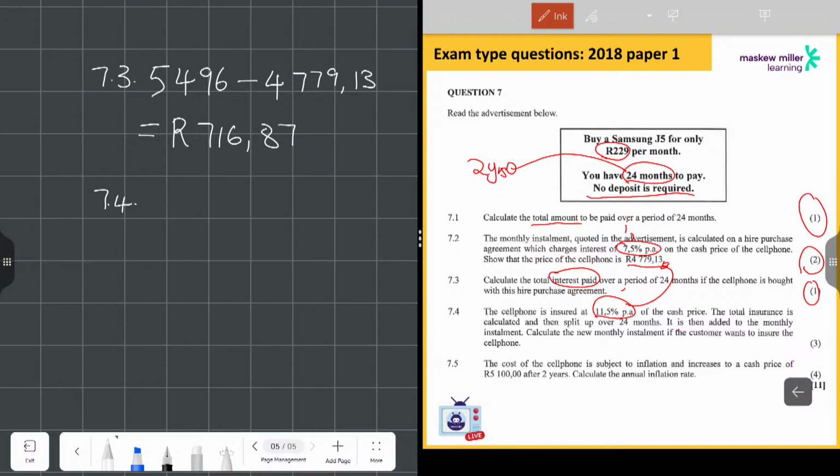Right. And they said it is then added to the monthly installment. So that means you have to first calculate how much the insurance is when it's split, and then you can calculate the new monthly installment, meaning that you're going to take your 229 and add the insurance amount on top for you to get to the right answer. So how will we do that?